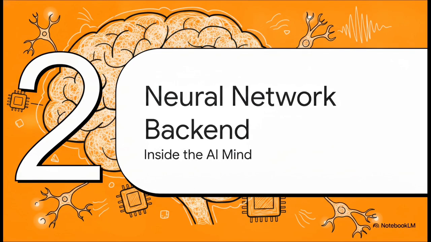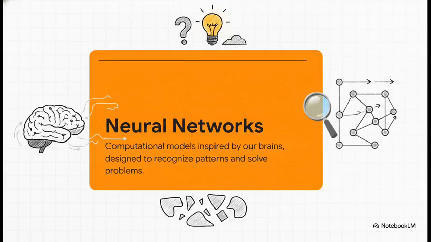Moving right along to Section 2, the neural network backend. At the heart of that deep learning core are neural networks. These are literally computational models inspired directly by how our own biological brains operate. They're specifically designed to recognize intricate patterns and solve really complex problems. Just like human neurons pass electrical signals to one another to form a coherent thought, artificial neural networks pass data through layers of digital nodes to eventually reach a logical conclusion.